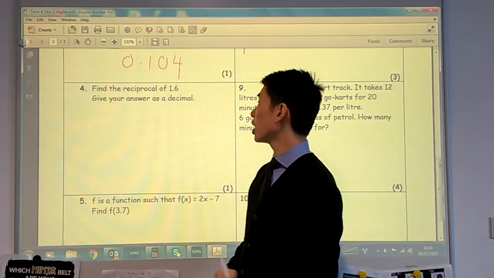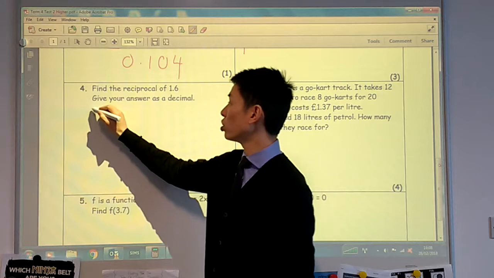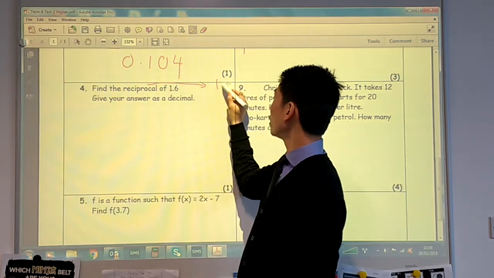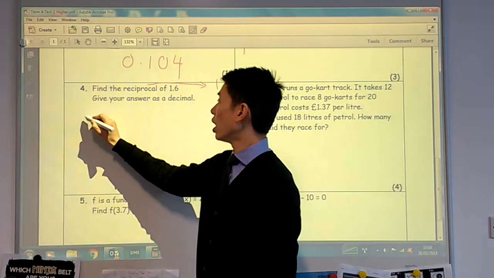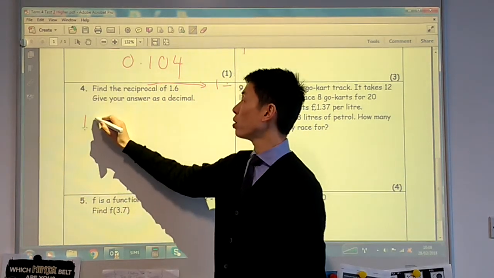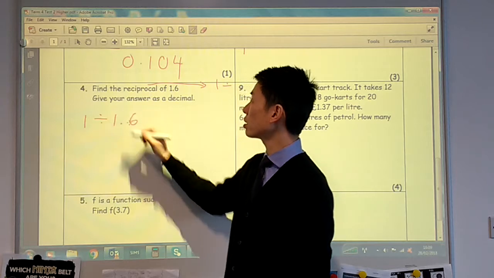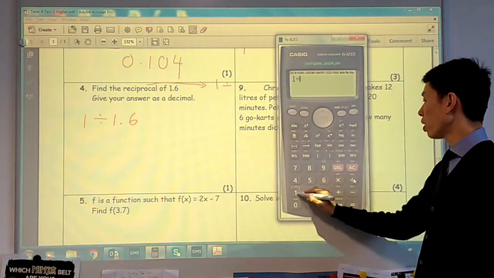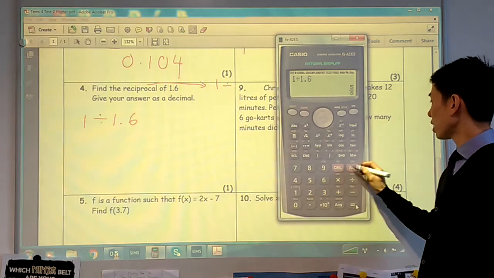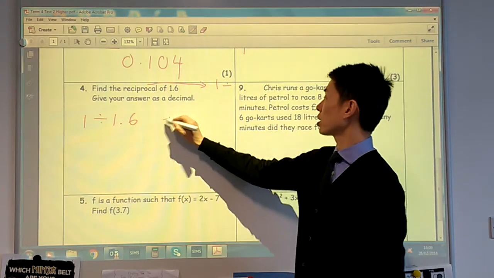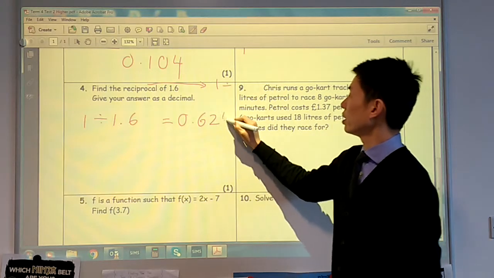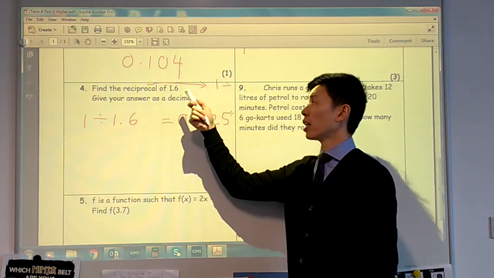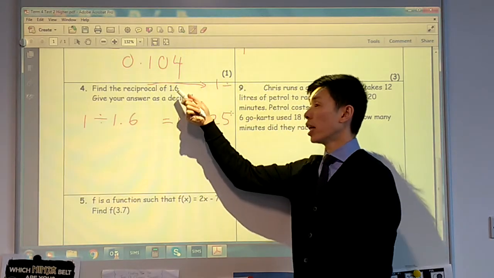Reciprocal is to turn something into 1 divided by. So the reciprocal of 1.6 is simply doing 1 divided by 1.6. If you put that in a calculator, 1 divided by 1.6 comes to 0.625. That's all.